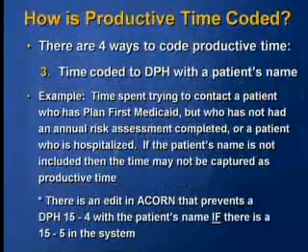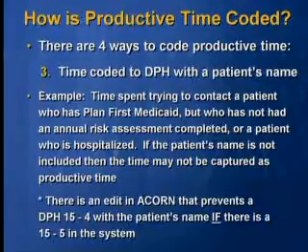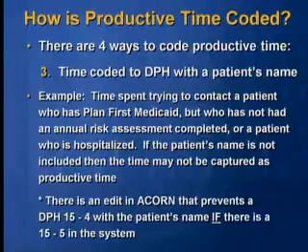A third way to code productive time is to code DPH with the patient's name. For example, time spent trying to contact a patient who has Plan First Medicaid but who has not had an annual risk assessment. You can't code that to Plan First directly to the patient's name because there hasn't been a risk assessment coded into the system. That's going to be a DPH.